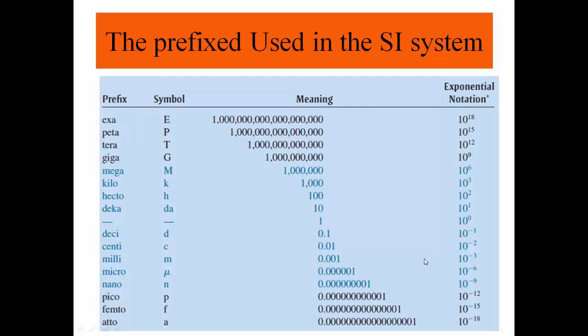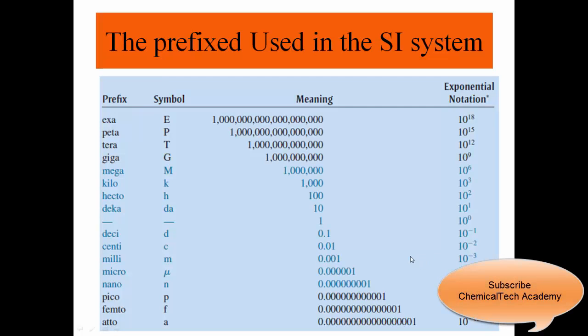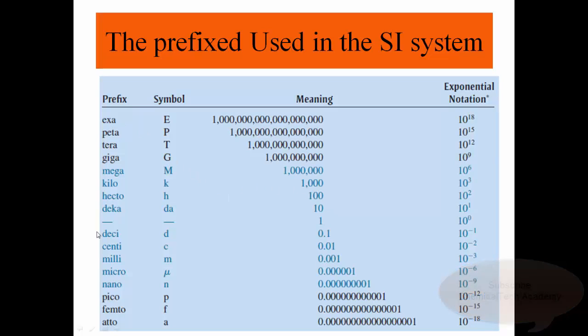So these are some prefixed values used in the SI system. As you see here, some of them are very popular, like centi. When we use centimeter, we are dealing with 10 power minus 2. Or milli, 10 power minus 3. Micro, 10 power minus 6. Nano is 10 power minus 9.